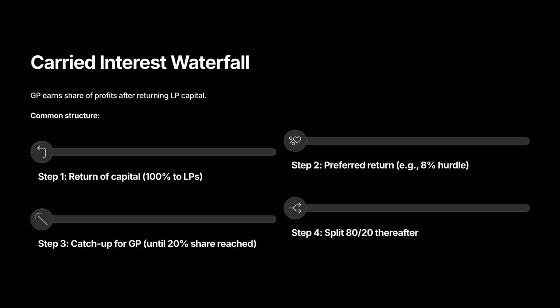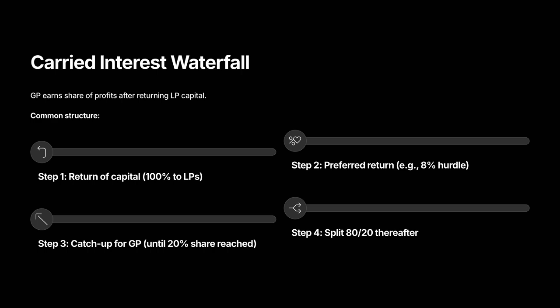Carried interest waterfall. Carry is the GP's performance fee. It follows a waterfall, a step-by-step distribution order. Step 1. Return of capital. LPs get back everything they invested. Step 2. Preferred return. LPs receive a hurdle return, often around 8%. Step 3. Catch-up. GP receives accelerated share of profits until its total share reaches 20%. Step 4. Split. All remaining profits are split 80-20 between LPs and GP.